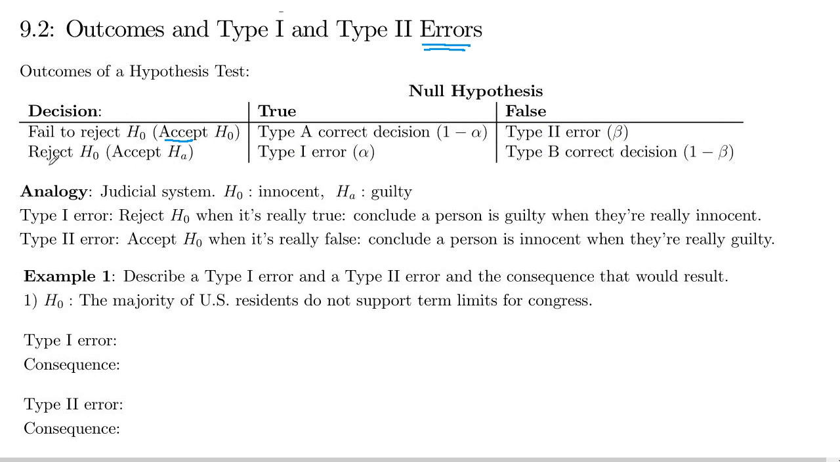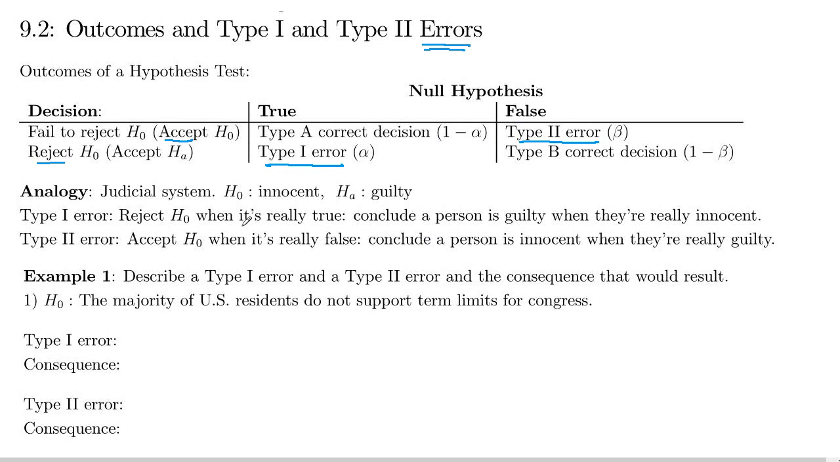And then if you reject H0 when it's really true, that's called a type 1 error. So we're interested in that type 1 error and that type 2 error. So alpha is the probability of a type 1 error. And then if you reject H0 and it's false, then you've made a correct decision. We call that type B correct. So we're interested in these two. We want to kind of put those errors into words.